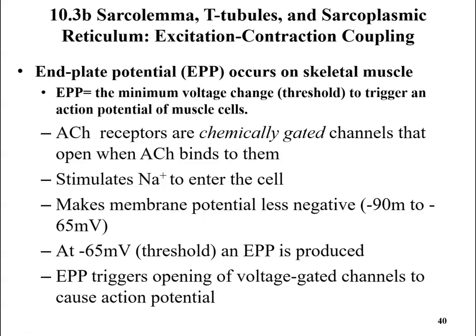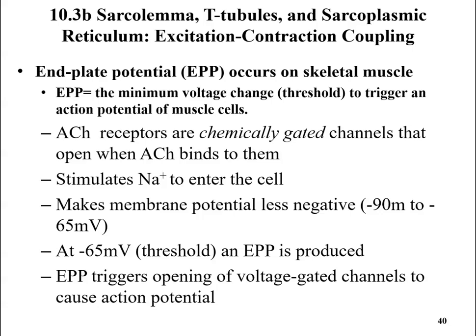Okay, so the end plate potential occurs on the skeletal muscle. So this is on the muscle side of the neuromuscular junction. It's going to be the minimum voltage change to trigger an action potential of muscle cells. Okay, so the threshold. Recall that acetylcholine receptors are chemically gated channels that open when acetylcholine binds to them, and this is going to stimulate sodium to enter the cell.